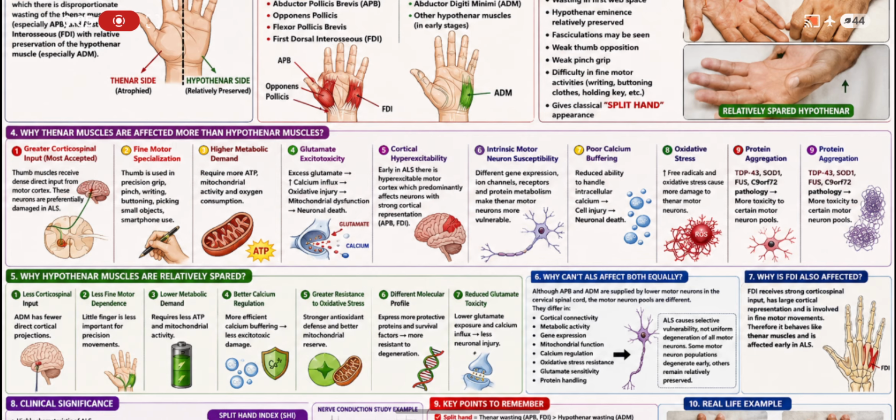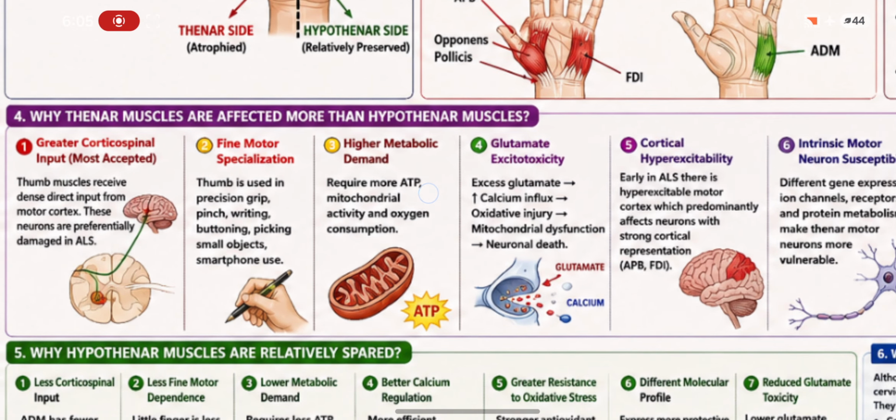Another important factor is the specialized function of the thumb in fine motor control. The thumb is involved in highly skilled movements, such as writing, buttoning clothes, picking up small objects, using a smartphone, typing, and performing precision pinch. These activities require continuous activation of the thenar muscles throughout daily life. Because these muscles are used so frequently, they experience greater metabolic stress and neuronal workload over many years. This increased functional demand is believed to make their motor neurons more susceptible to degeneration in ALS.